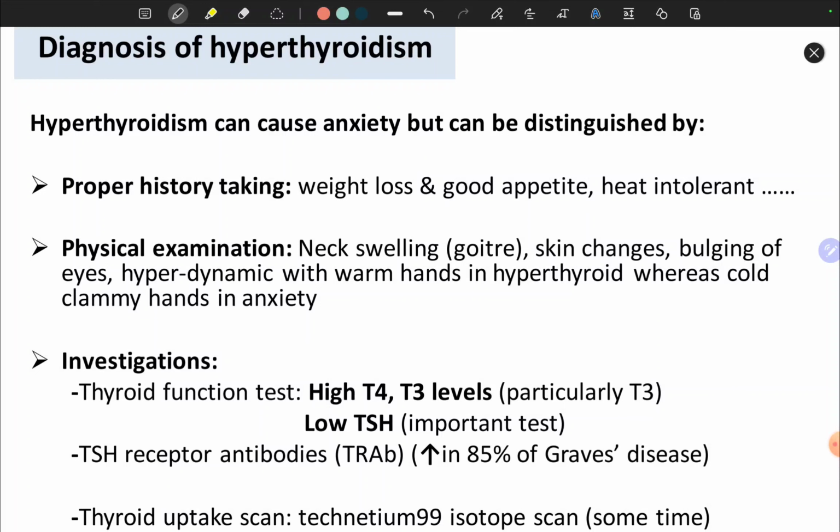Here, radioactive iodine and technetium, they are radioactive. They are taken by the gland, and we see the scan after a few hours, in cases of IV injection, in cases of oral, several hours, after taking the radioactive material. We scan the gland and we see, is it uptaken by the gland or not? Sometimes there will be no uptake at all.